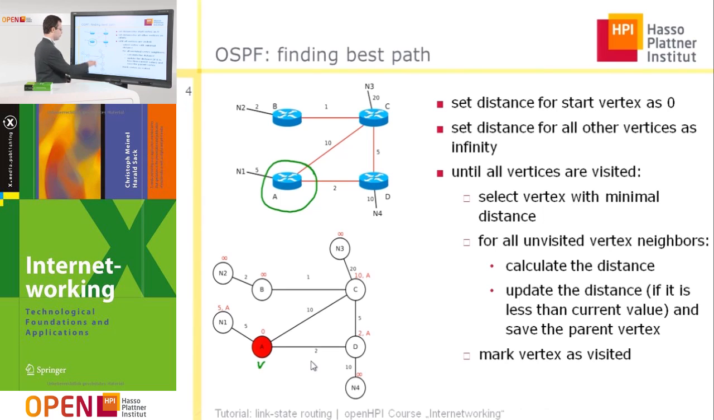Now, when we have iterated through all neighbors of the vertex A, we could mark it as visited and go back to this state. So we again need to select the vertex with minimal distance. All others, these 4, are infinity, and we have vertices with distance 2, 10, and 5, and 2 is the minimal distance. So we select vertex D.